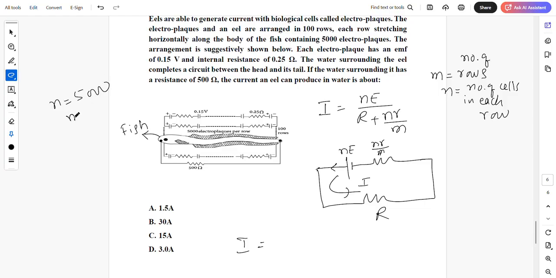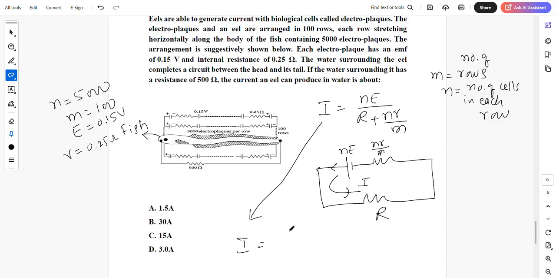How much is m, the number of rows? 100. How much is E? E is equal to 0.15 volts. How much is small r, the internal resistance? 0.25 ohm. Just substitute. I is equal to nE divided by R plus nr by m.